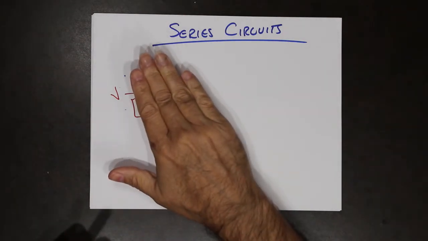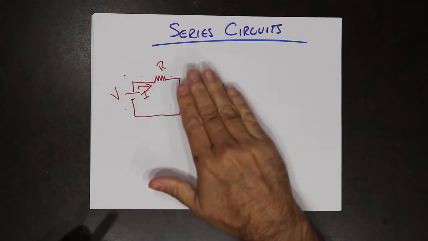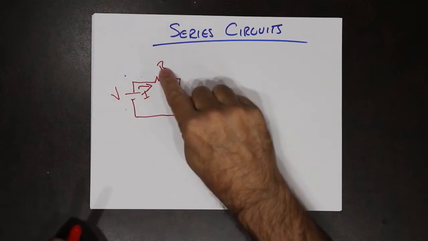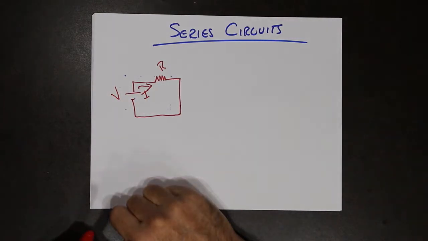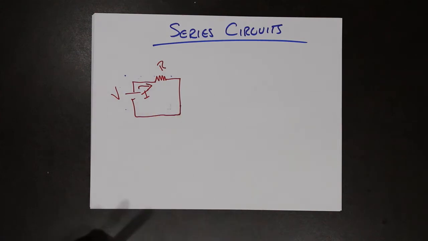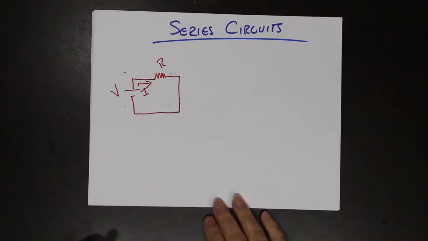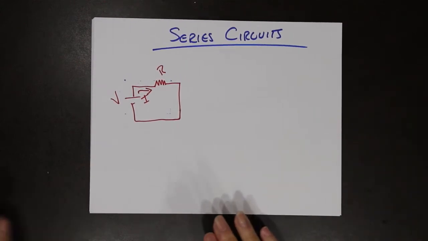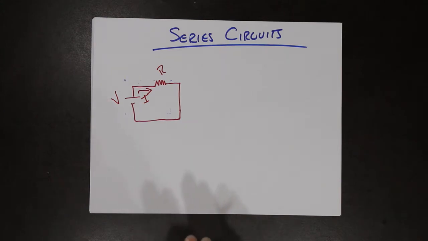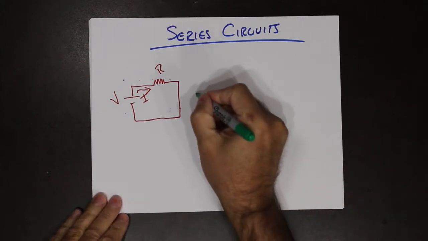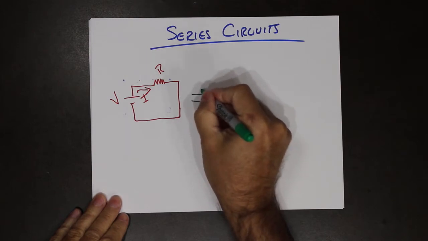Now, that is a real simple concept. One resistor. Most circuits are not one resistor. They are a combination of 2, 3, and more resistors. So, what we're going to be looking at today is a circuit that contains more than one resistor.